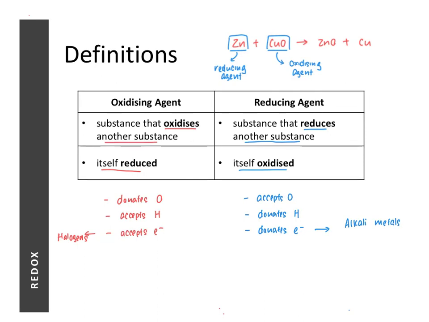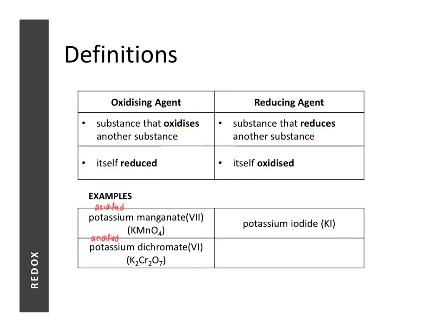Okay, now in a nutshell, any substance that can be reduced can serve as an oxidizing agent. Anything that can be oxidized can serve as a reducing agent. In our syllabus though, there are two common oxidizing agents that you need to memorize and one common reducing agent. The two common oxidizing agents are acidified potassium manganate 7 and acidified potassium dichromate 6.